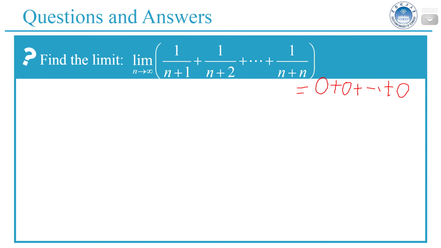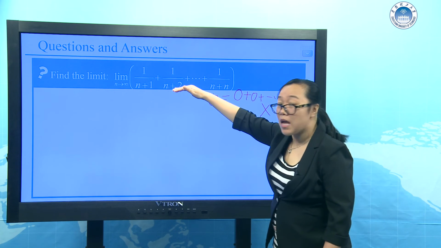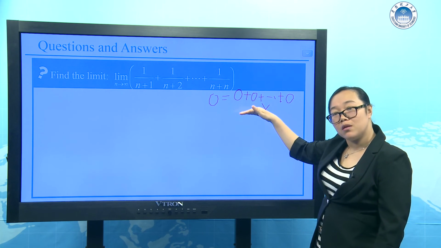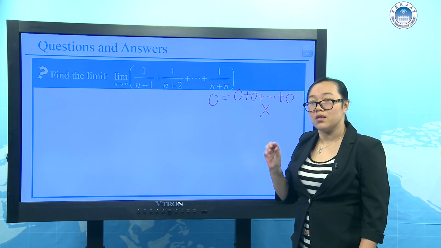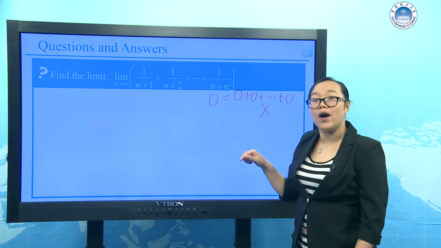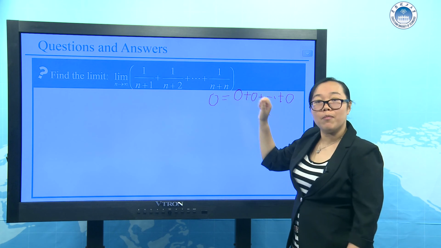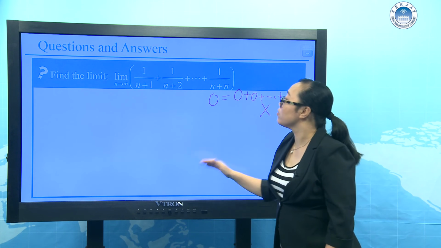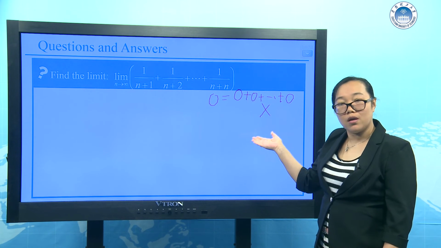Some students write it this way. If in your test you write this, it's wrong. Why? Do you remember the given condition for the limit of a summation to equal the summation of the limits? Yes, the number of terms, which means the number of limits, must be finite. Now we can count 1, 2, 3, 4, ..., n. How many? n, and n tends to positive infinity. So using the limit property is wrong.